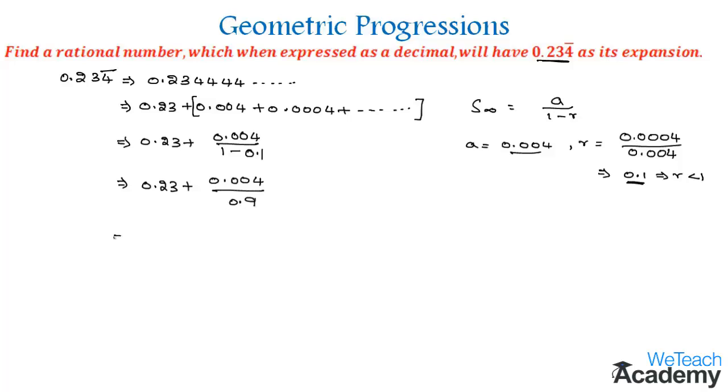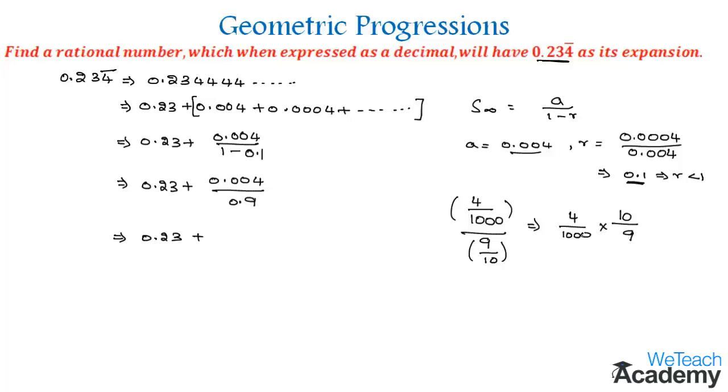Now this we can write as 0.23, and then let us simplify this term. Here we can write 0.004 as 4 divided by 1000, whole divided by 0.9 in the denominator. So this we can write as 9 divided by 10. That implies we get this as 4 divided by 1000, and the denominator term gets reciprocal, and we get this as 10 divided by 9.